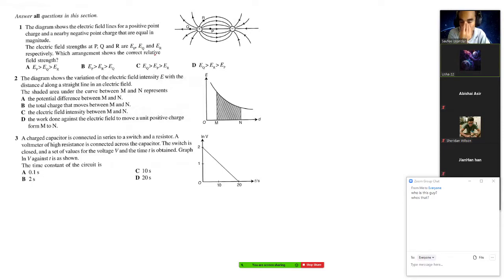So this question was actually answered by Weng Yu, but Weng Yu is not here.